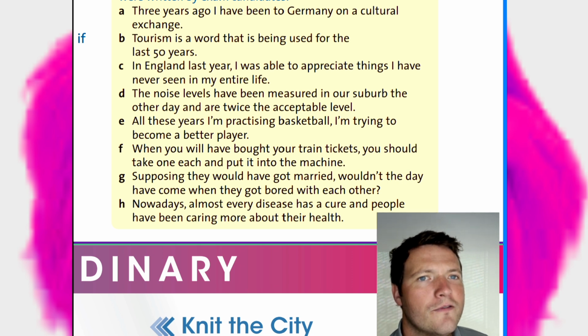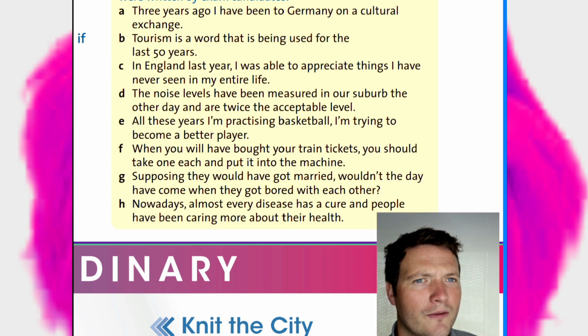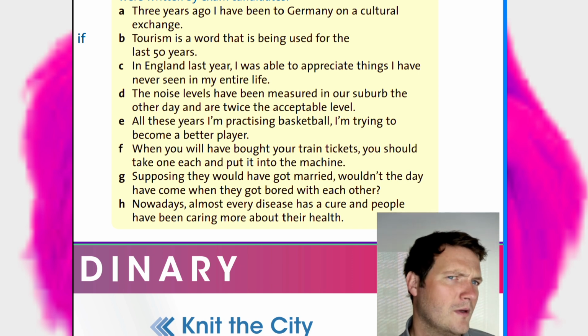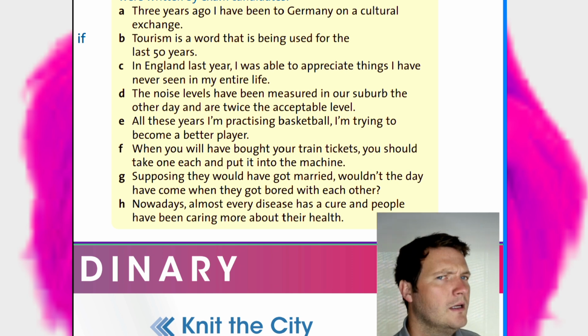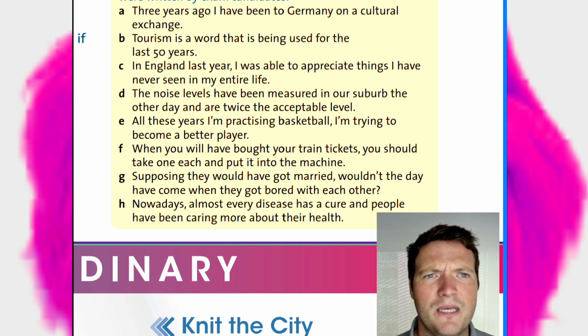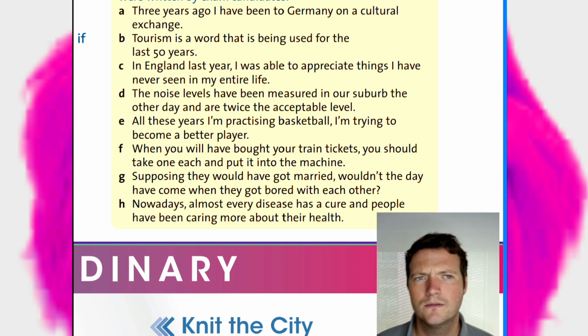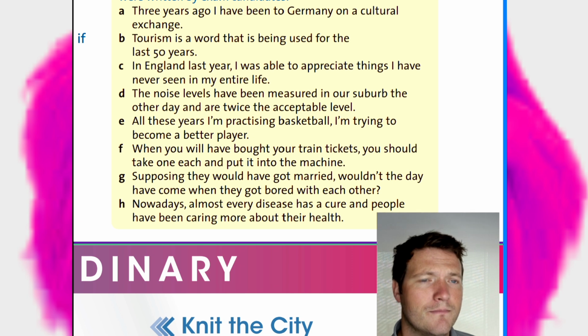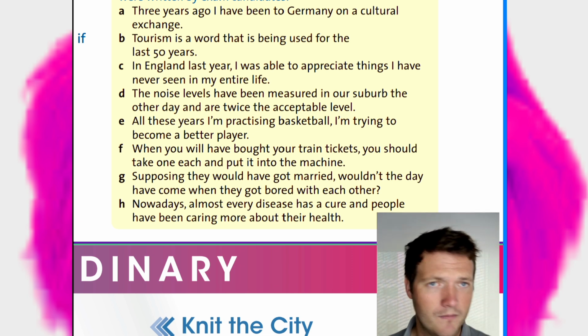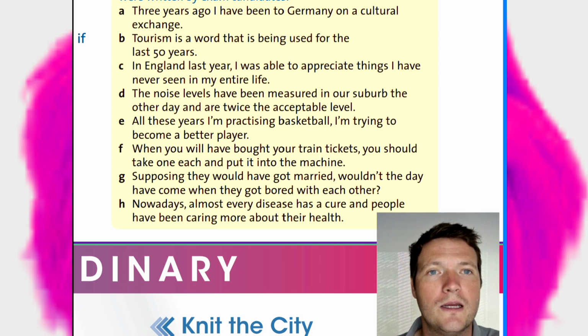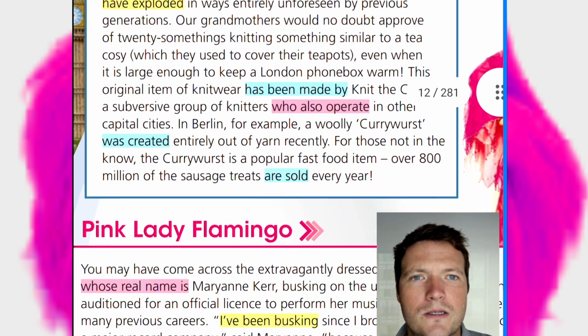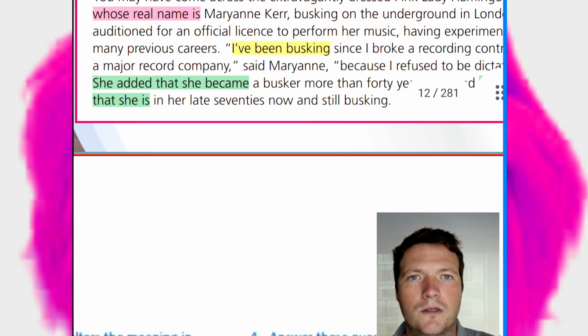Nowadays, almost every disease has a cure, and people have been caring more about their health. Yeah, that just sounds awful. Nowadays, almost every disease has a cure. Okay, that's correct. I would just say, and people care more about their health. No? Can't think of any other possibility there, to be honest. And then we're talking about the state of things as they are. People care more about their health. Let's move on to the next exercise without losing my place, if that is in any way possible.